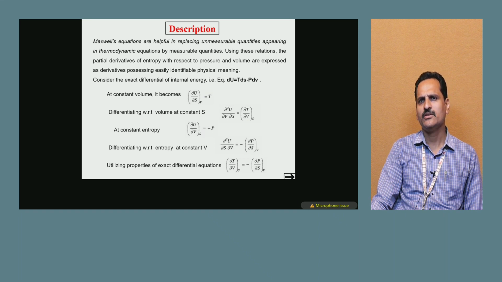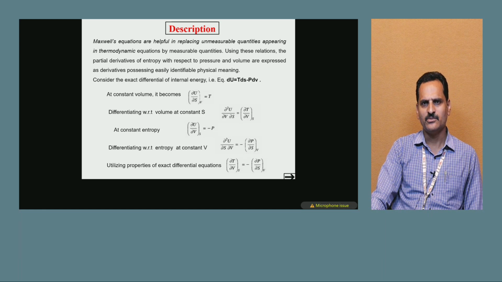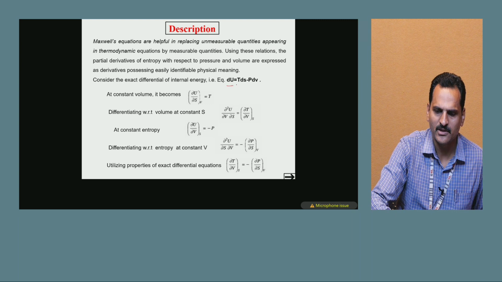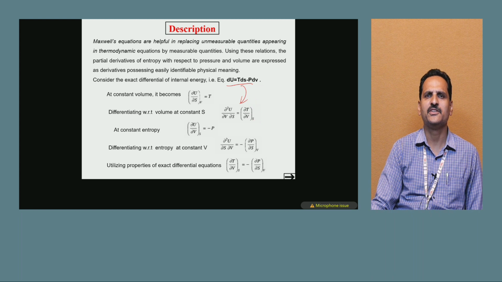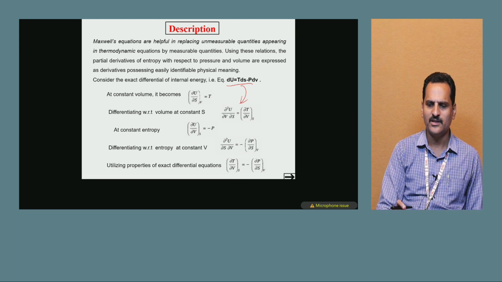Using these relations, the partial derivatives of entropy with respect to pressure and volume are expressed as derivatives possessing easily identifiable physical meaning. For example, dU is equal to TdS minus PdV. These are replaced by the partial differential form. This is the first fundamental property equation. This can be defined in terms of the partial differential form in terms of temperature, pressure, volume and entropy.